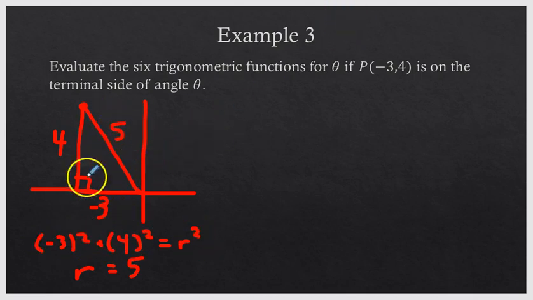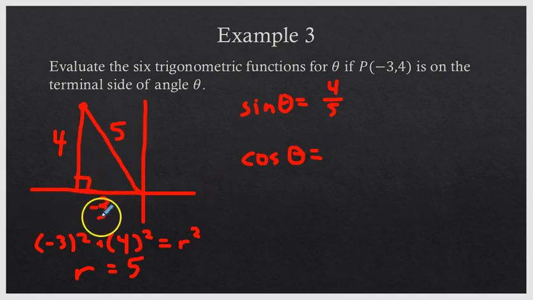So once you have all 3 sides of the triangle filled in, we're just using the list of rules I gave you on the last slide that showed sine of theta is equal to y over r. So I have 4/5. Cosine is equal to x over r. And this is where it's very helpful to have the negative signs on here, because if I had just written positive 3, I would have gotten the sign wrong for this function. So my x value is negative 3, and my radius is 5.